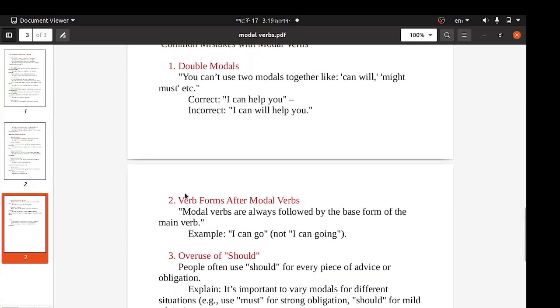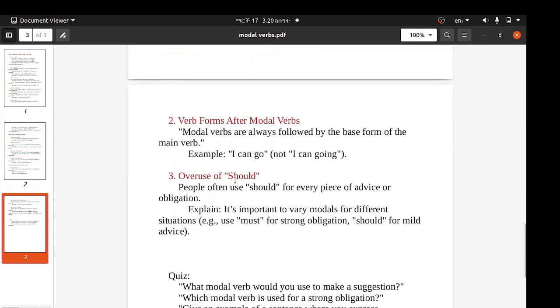The second one is verb forms after modal verbs. After a modal verb, always use an action verb or another base verb. For example, I can go. Go is an action verb, so this is correct. But I can going. In this case, going is not the right form, so this is wrong.